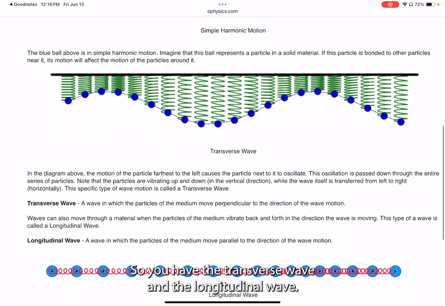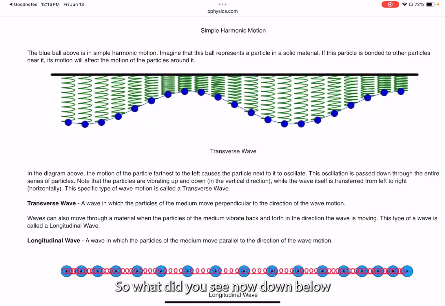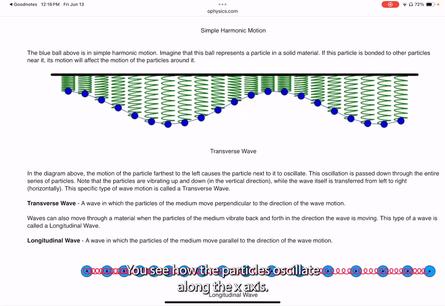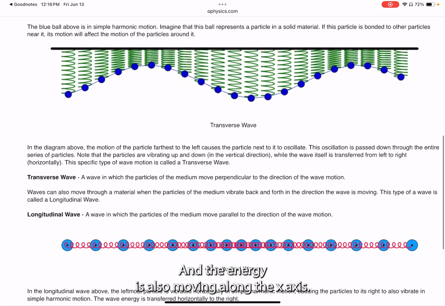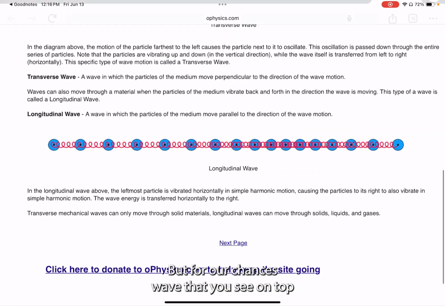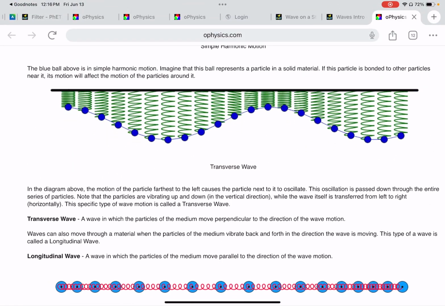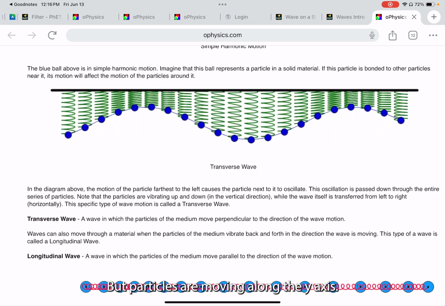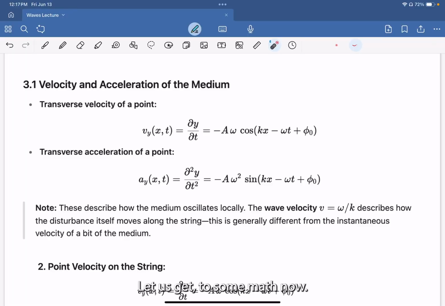So you have a transverse wave and a longitudinal wave. So what you see now down below is a longitudinal wave. See how the particles oscillate along the x-axis, and the energy is also moving along the x-axis. But for a transverse wave that you see on top, energy is moving along the x-axis, but particles are moving along the y-axis. Let us get to some math now.